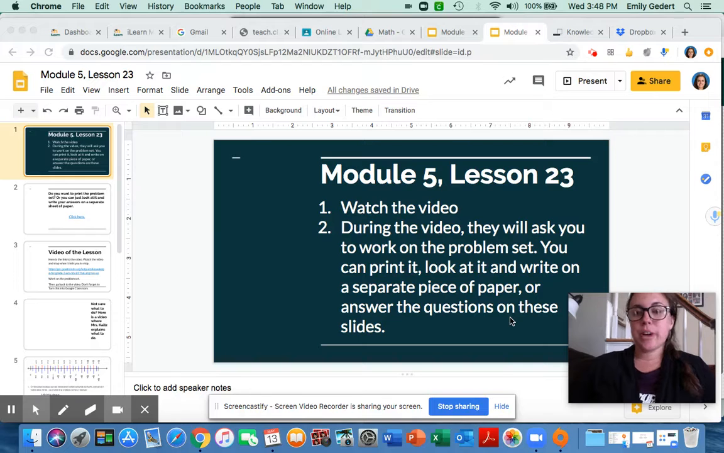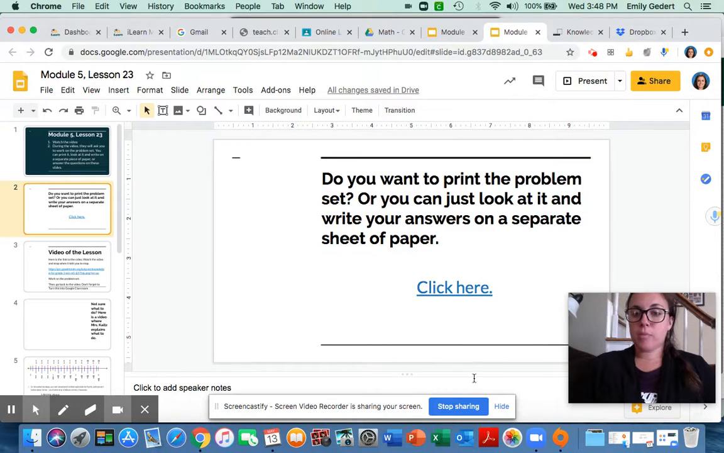Again, I'm going to show you how to complete the problem set on the computer, but you do not have to do it on the computer. You can click the link on slide 2 to get the problem set, and you can either print that off or just read it on your computer and write it on a piece of paper, whatever you choose. Just click that hyperlink and it'll take you to the Dropbox file for your problem set.